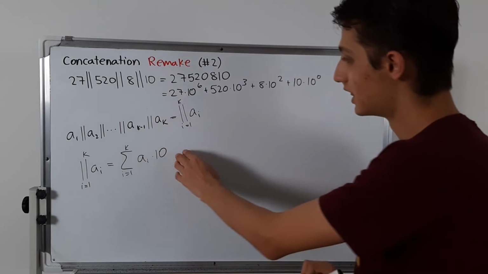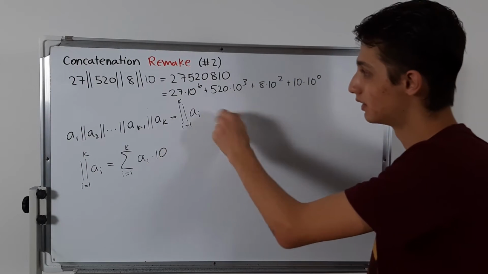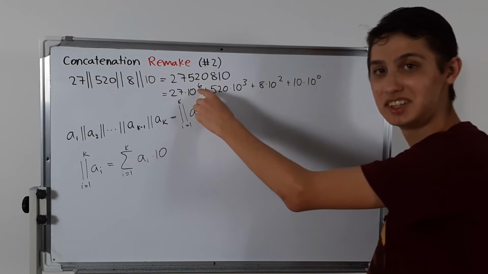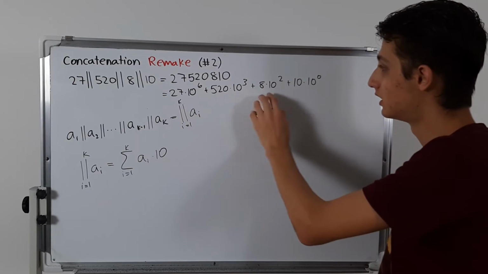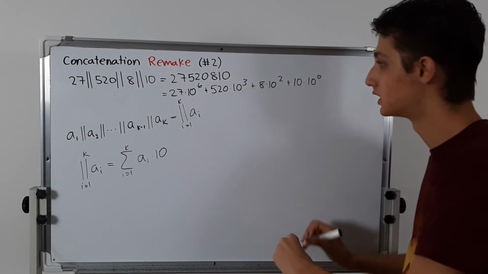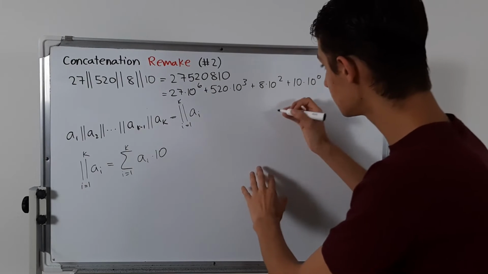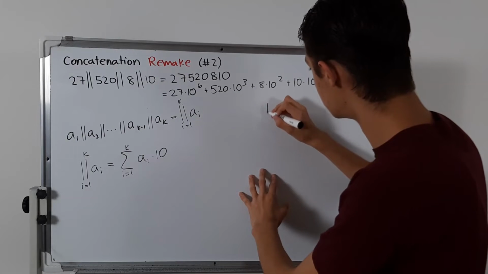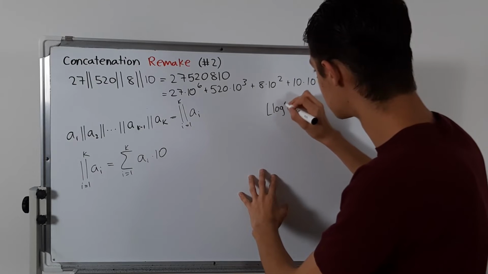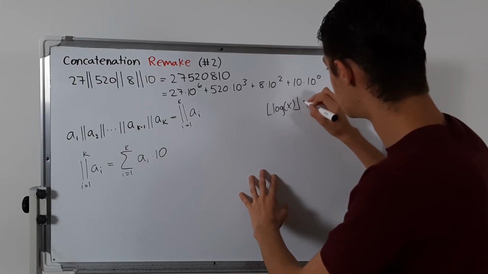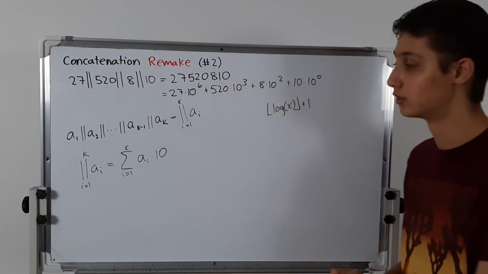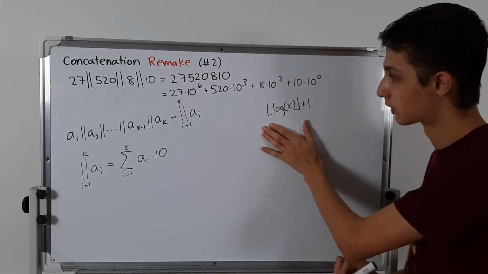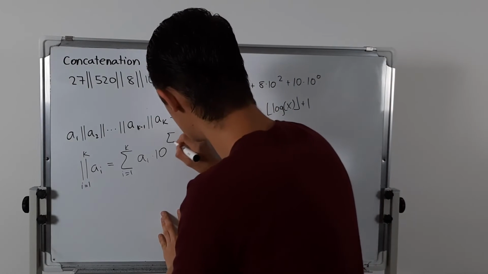Alright, so we're going to be taking the digit sum of each of these. And remember, the formula we need to know is the floor of log of x plus 1, right? So this is important. So we're going to be taking the sum of all of these.